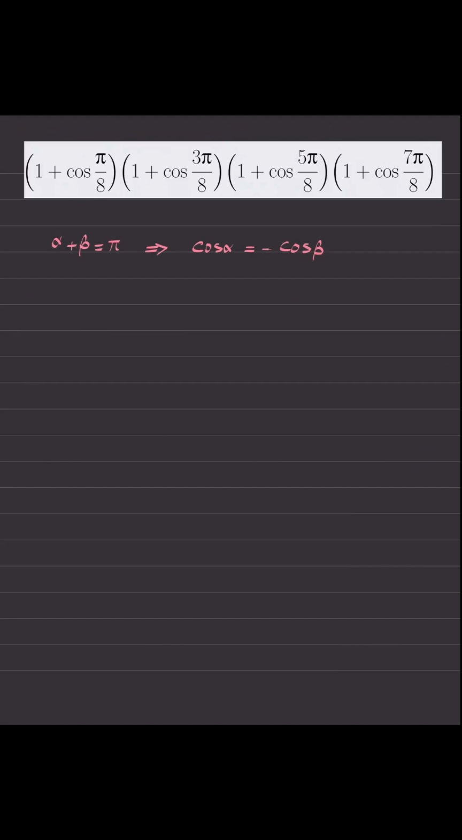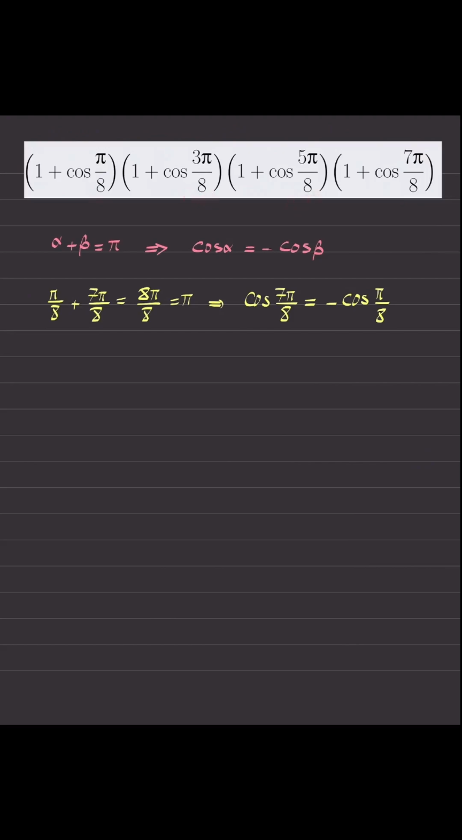You will see that this angle pi over 8 here and this angle 7 pi over 8 here are supplementary. Why? Because if I add pi over 8 to 7 pi over 8, the answer becomes 8 pi over 8, which is of course pi. So cosine of 7 pi over 8, according to the rule I just mentioned, can be written as minus cosine of pi over 8. And the same is true for this one and that one.